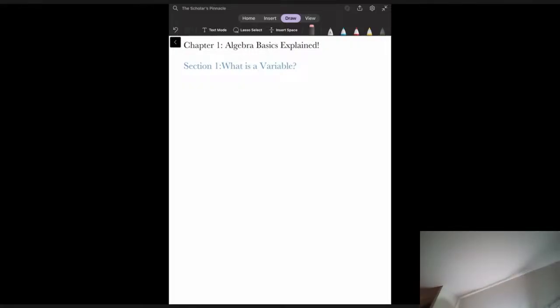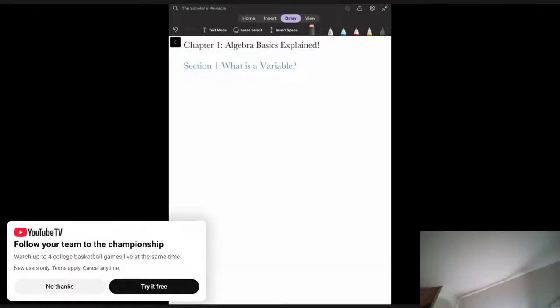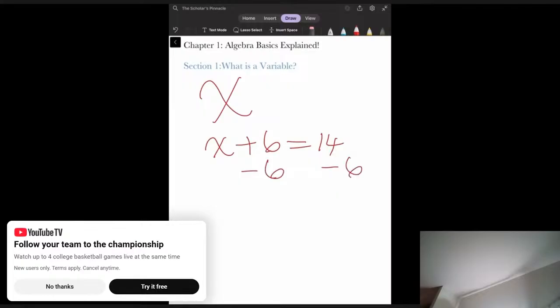Variables. What is a variable, you might ask? A variable is a symbol, usually a letter, that represents a value or number. Usually, it is represented by the letter X. I have an example for you. If I say X plus 6 equals 14, what could X be? Let's go. Take 6 away from both sides of the equation. You're left with X equals 8.